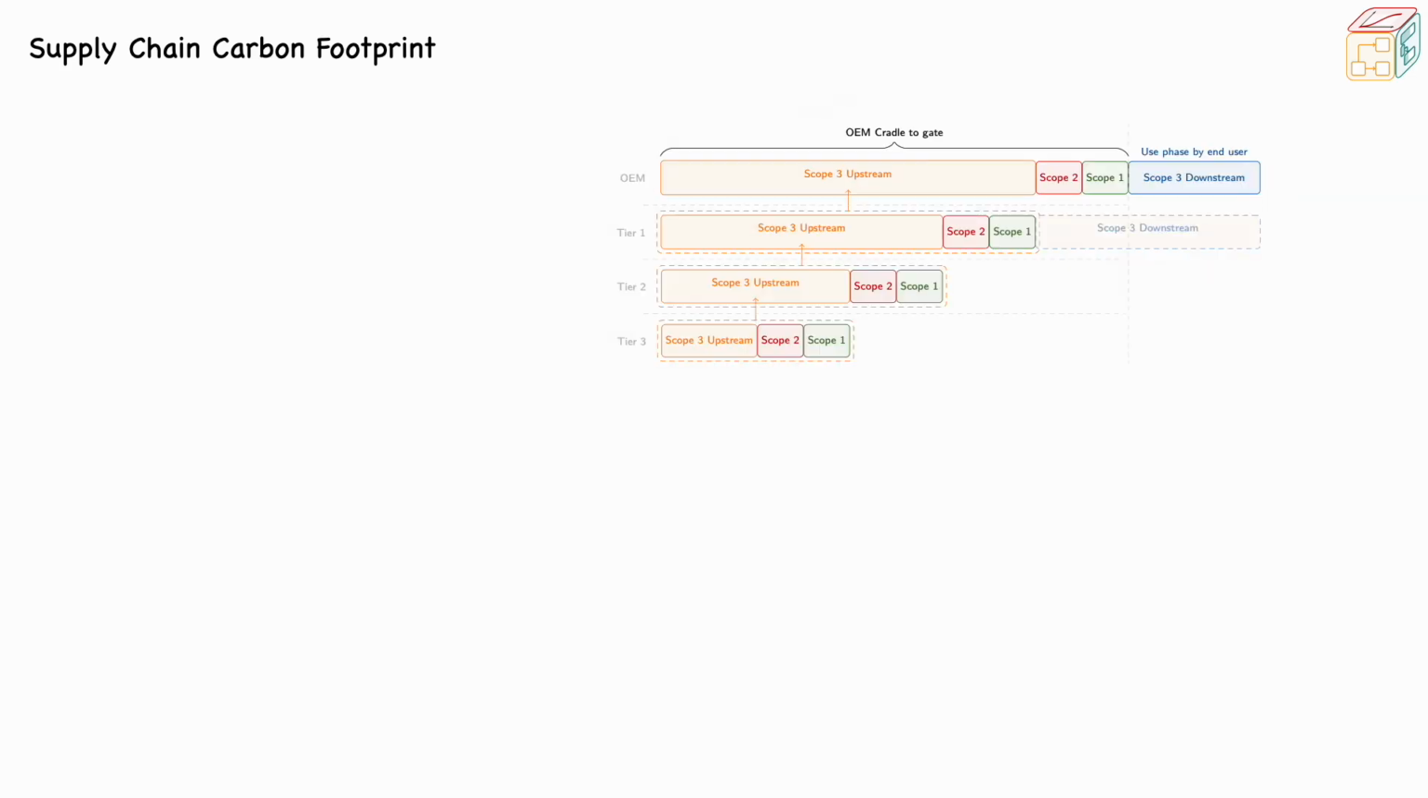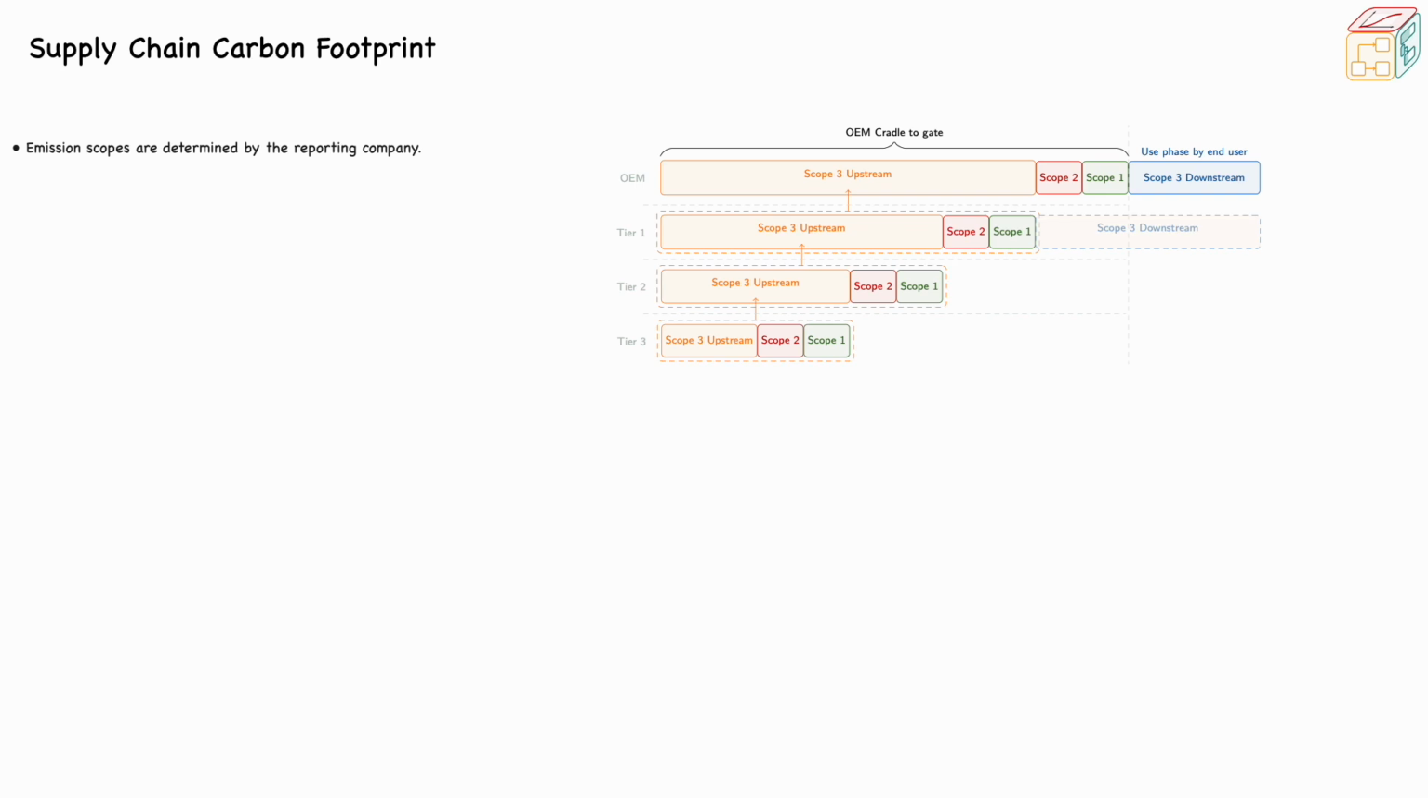To comprehend the concept of carbon footprint responsibility within a supply chain, let's consider the automotive sector, which comprises 3 tiers of suppliers. This structure illustrates how the carbon footprint propagates through each tier, ultimately reaching the OEM.